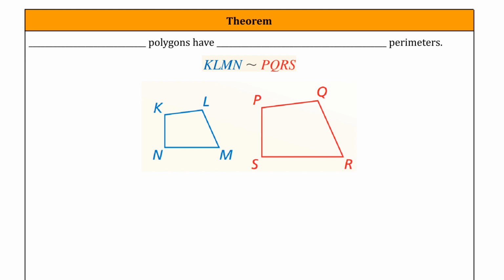Let's go ahead and cover the theorem related to similar polygons. So this theorem says that similar polygons have proportional perimeters. A reminder, to find the perimeter of any polygon, all you need to do is add up all side lengths.